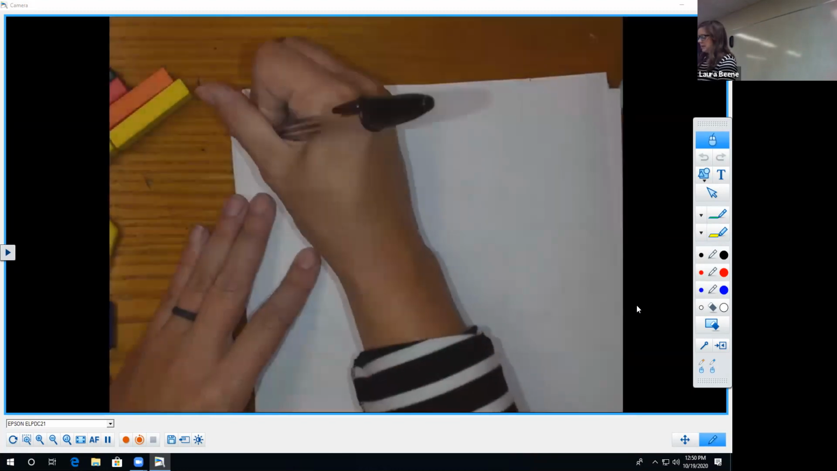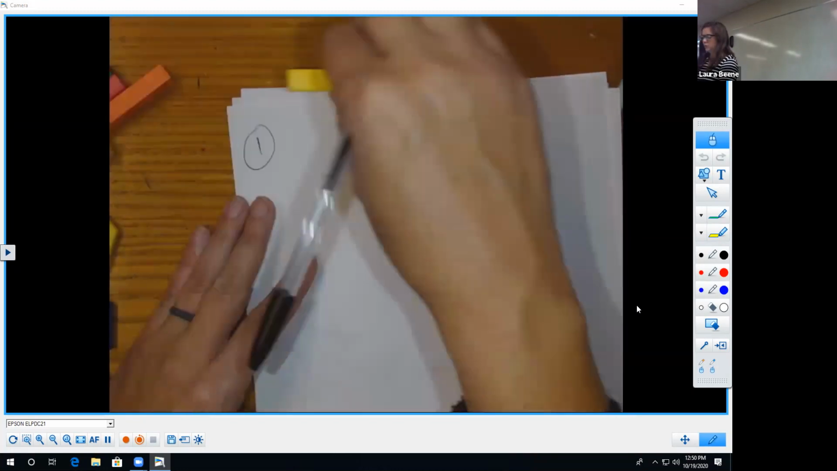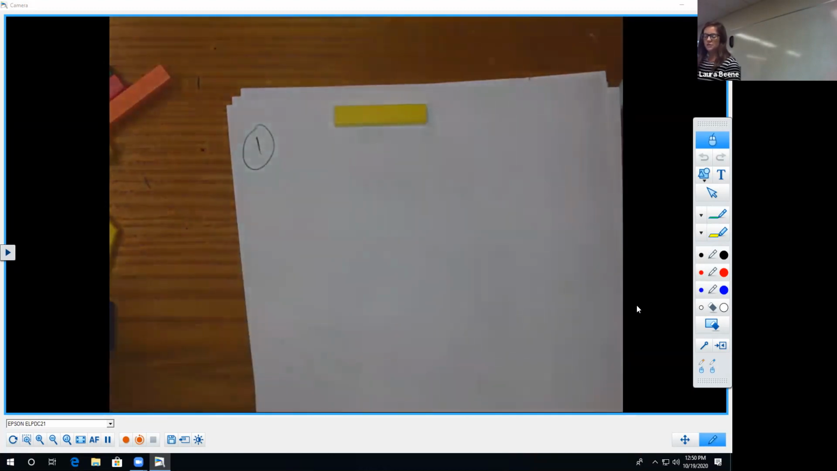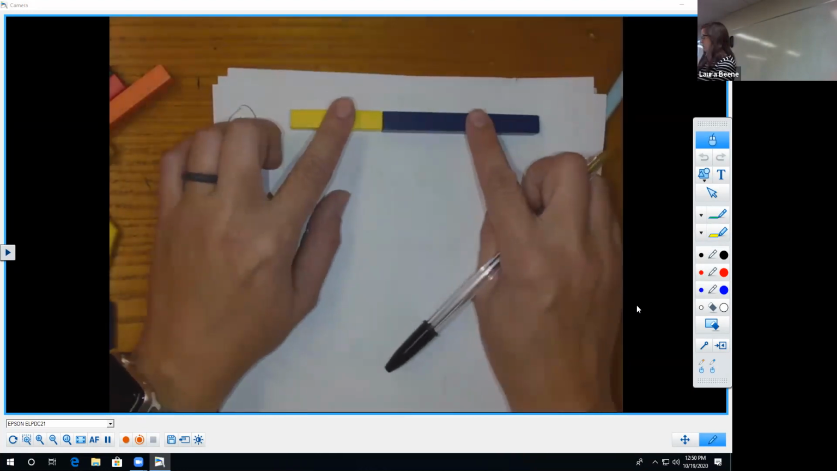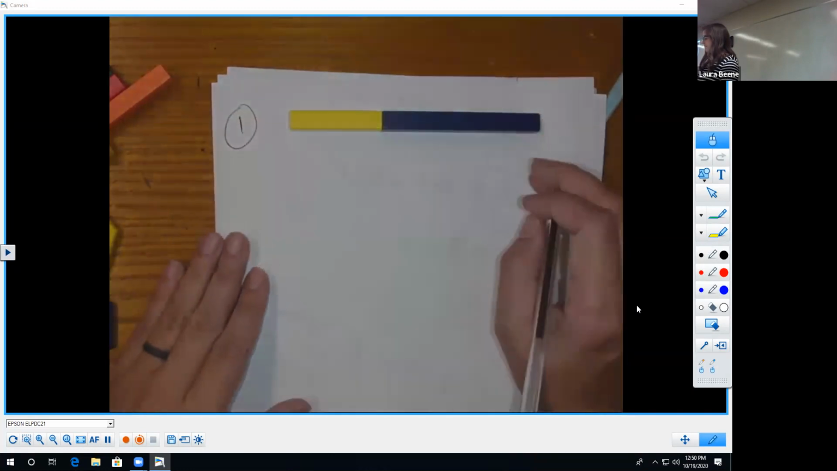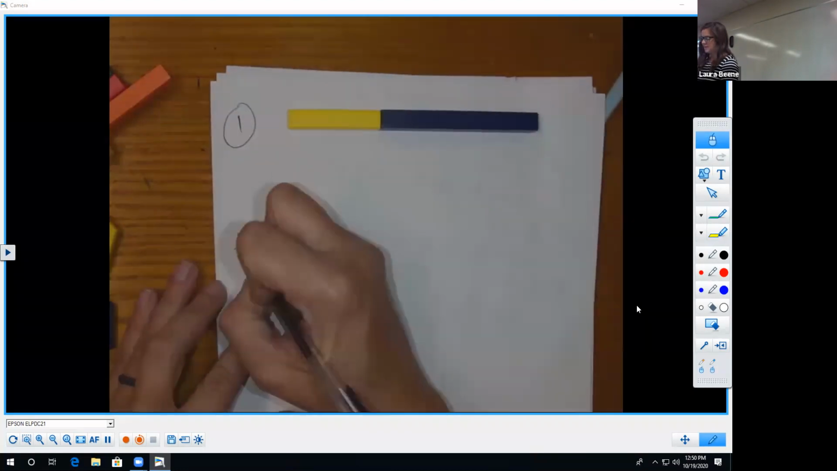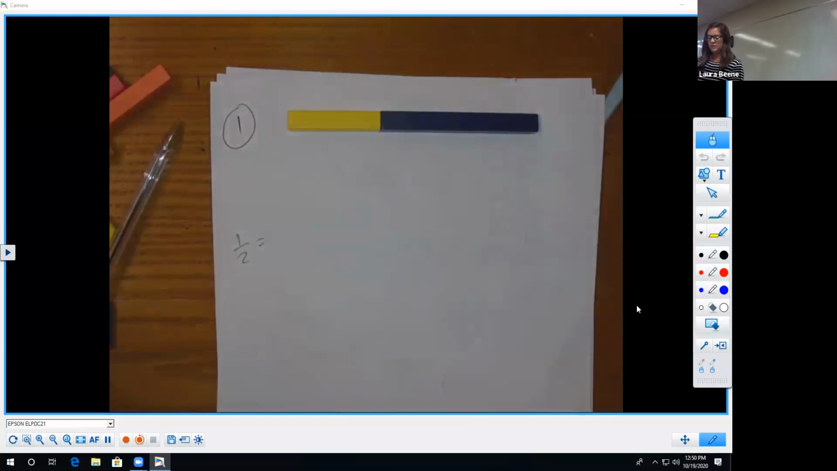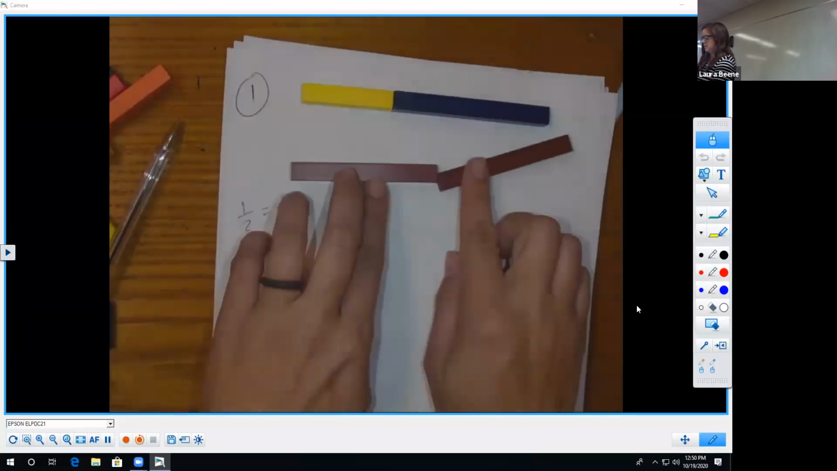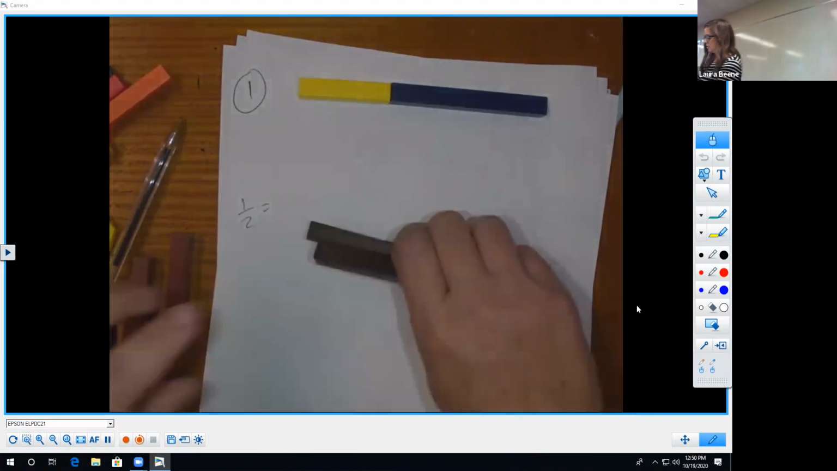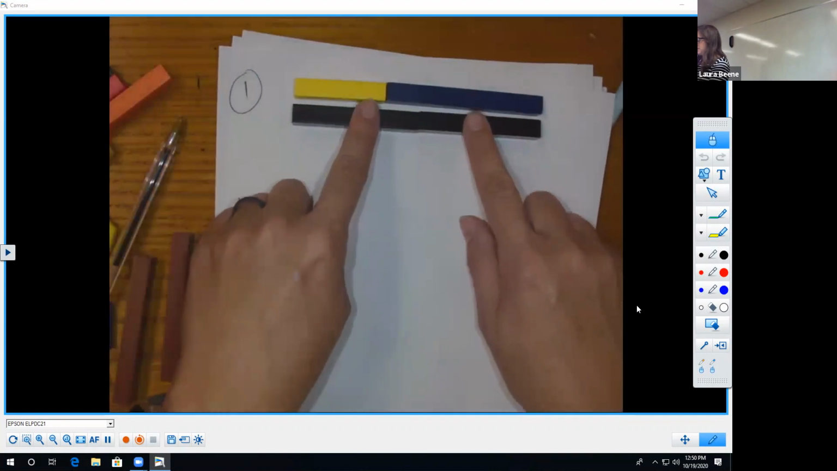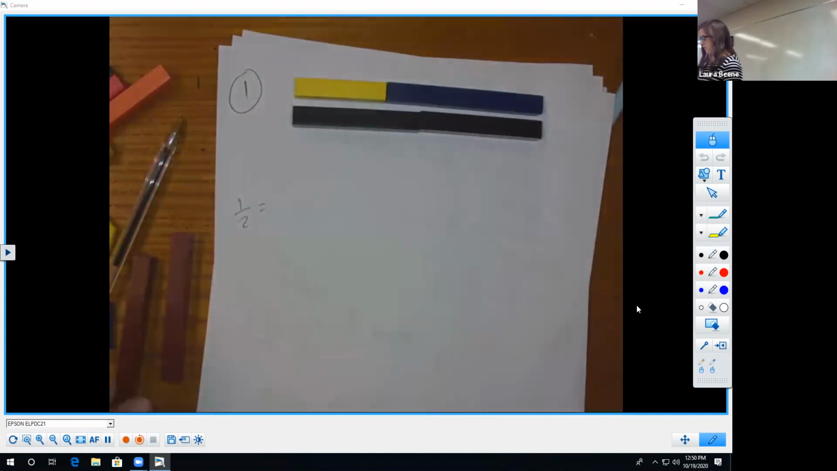For number one, it says the orange rod is your whole for the Cuisenaire rods. So this is my whole. And we want to find a half, a third, a fourth, a seventh. So 1/2 would be what 2 rods fit in there, the same length, not that one. Let's see. Is it black? Let's try black. There you go, 2 blacks fit in there. So that's 1/2. So black is 1/2.